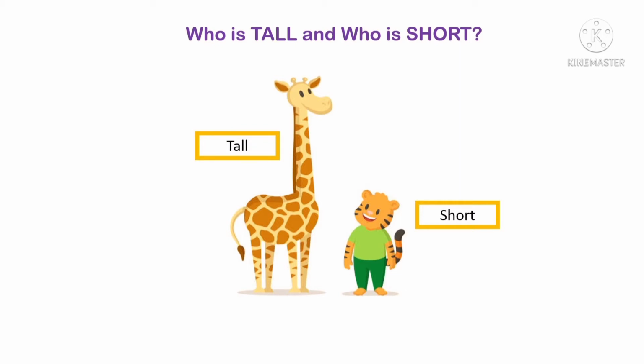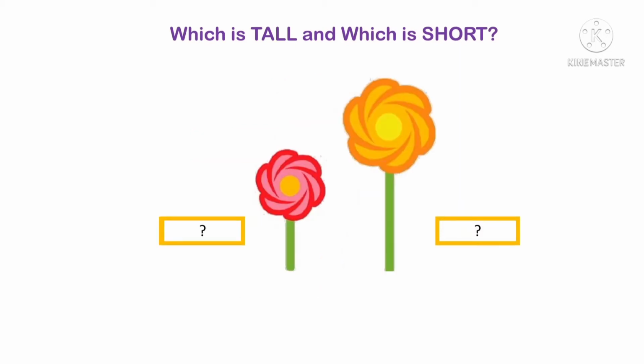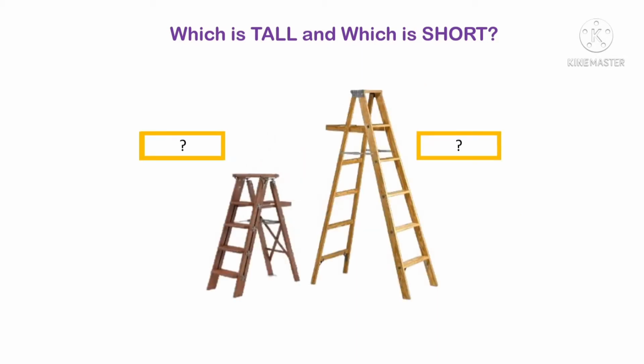Well done! Now next question. Look at these flowers. Which one is tall and which one is short? The red flower is short and the yellow flower is tall. Very good! Now look at these ladders. Which is tall and which is short? The dark brown ladder is short and the light brown ladder is tall.